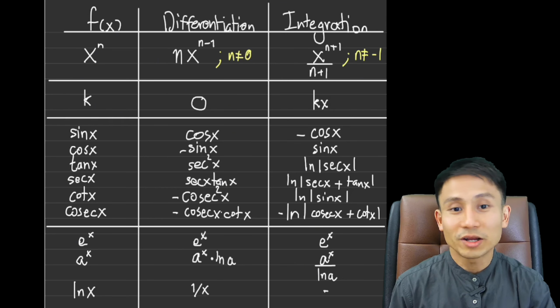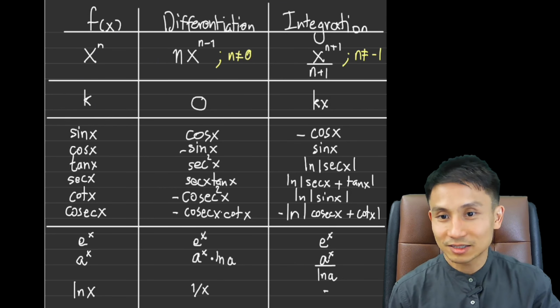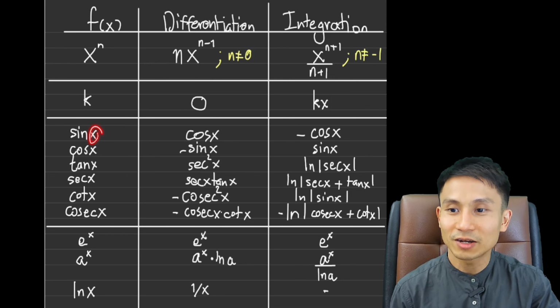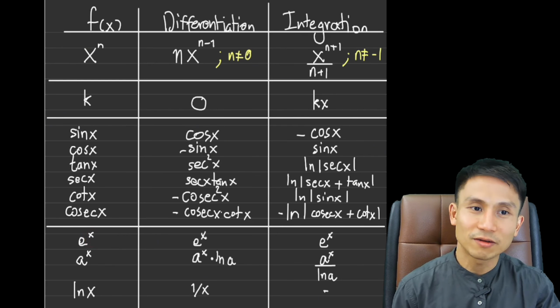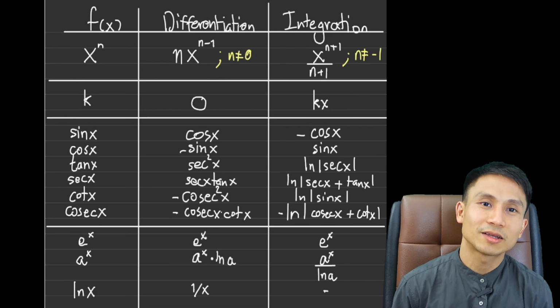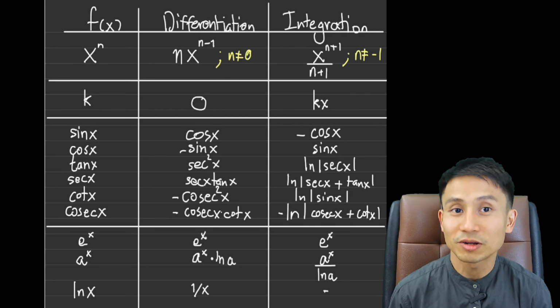Now you may wonder, what if the argument is not x? For example, you may have sine of 2x or sine of kx, or you may have e to the power of something else that is not x. That is another whole video that I'm going to make.